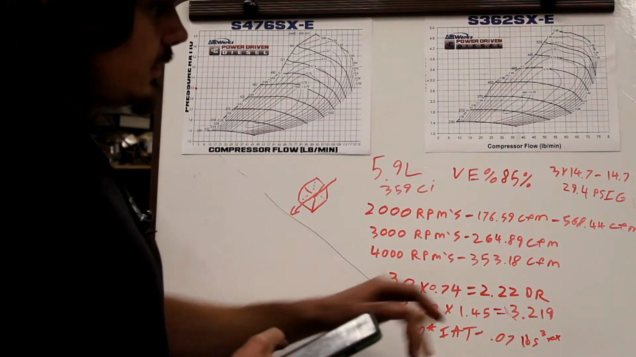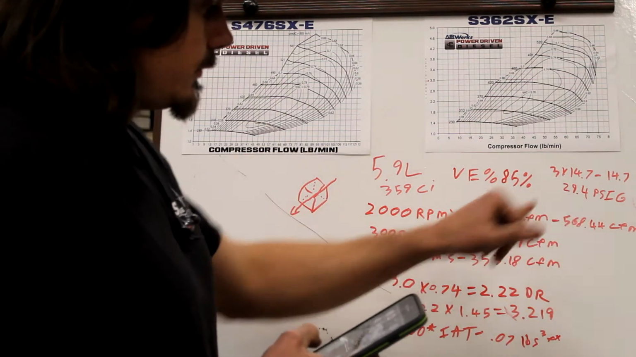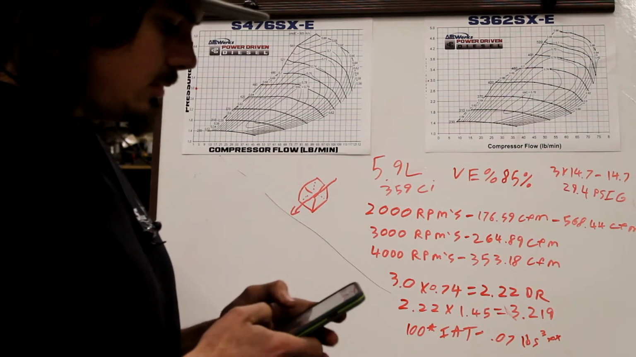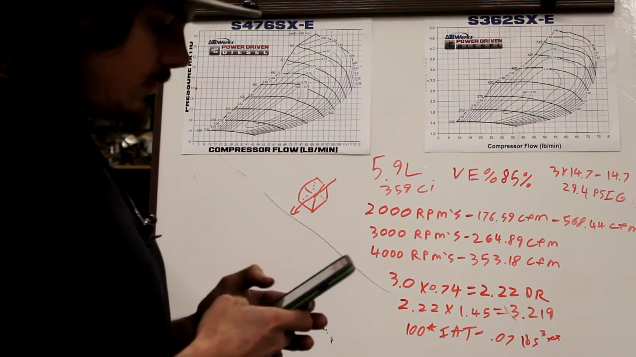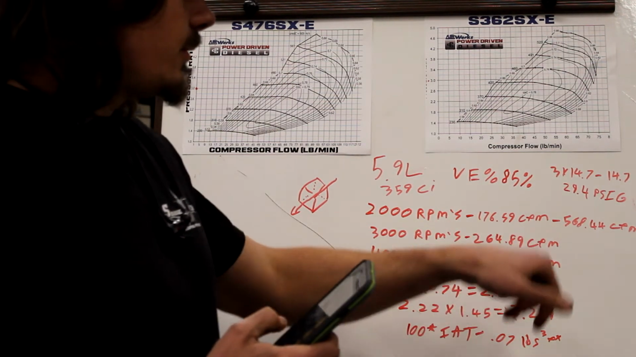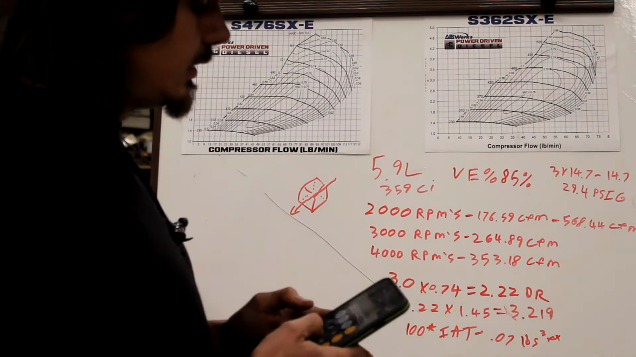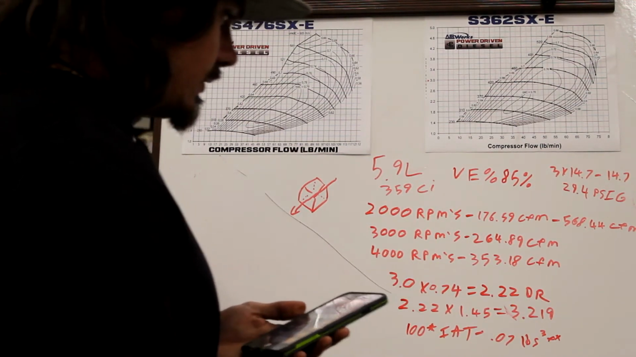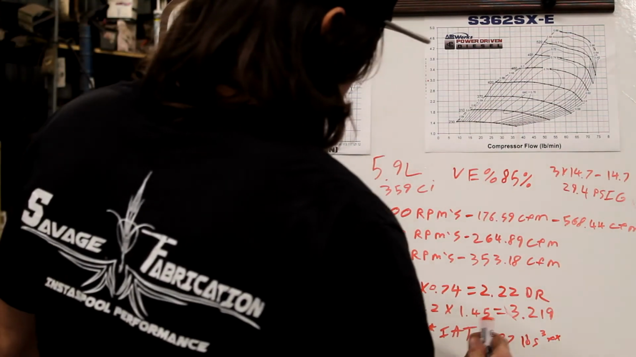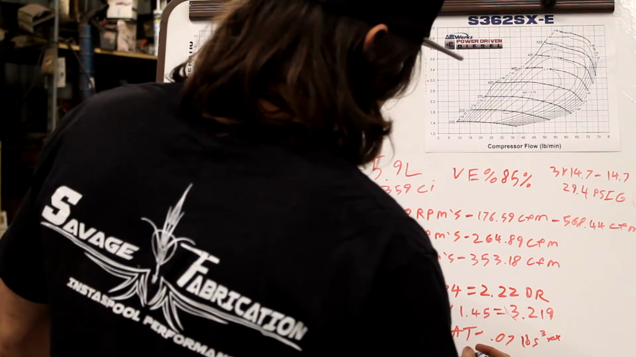So what we're going to do is take the 568.44 and multiply it by the 0.07. So 568.44 times 0.07 is going to give us 39.79 pounds a minute.